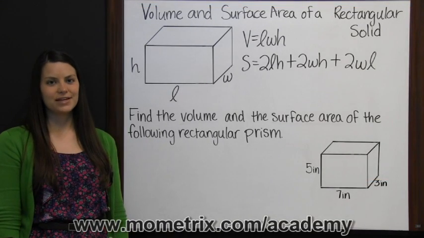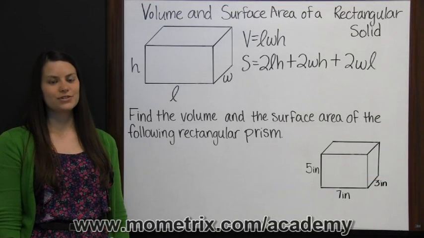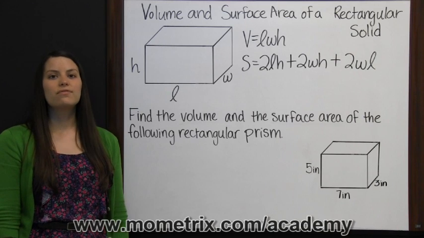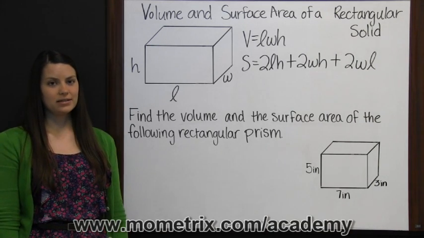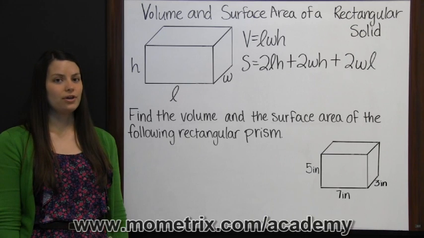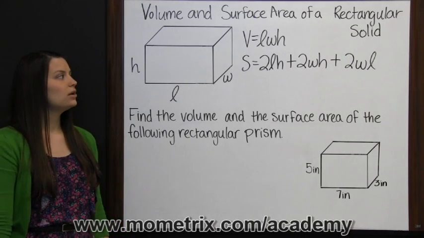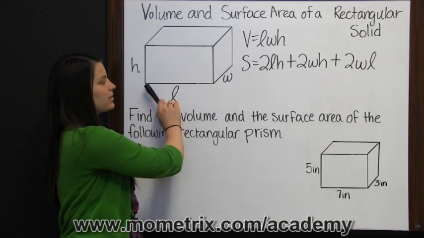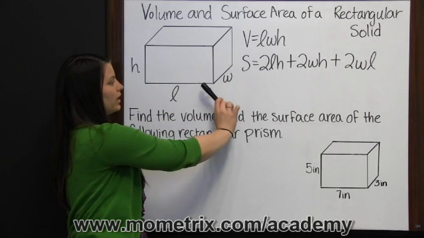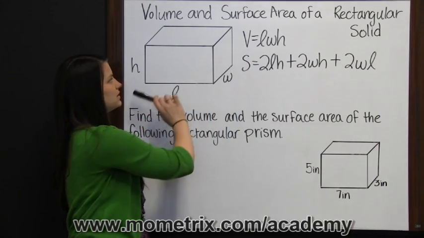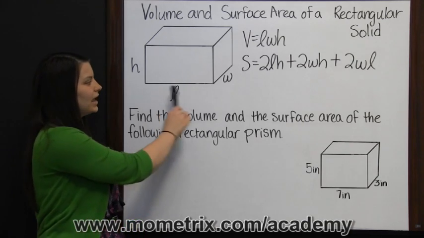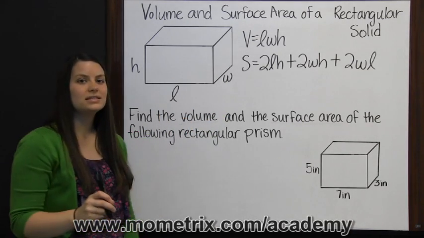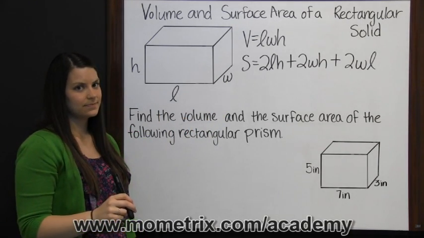Volume and surface area of a rectangular solid. The volume is the space that a figure occupies. So to find the volume of a rectangular solid, multiply the length times the width times the height of the rectangular solid. Length times width is the area of the base.